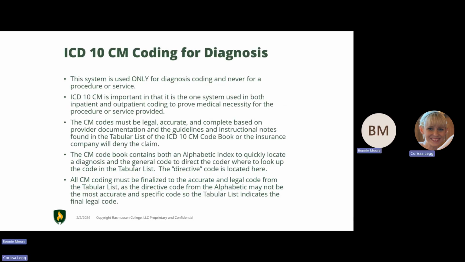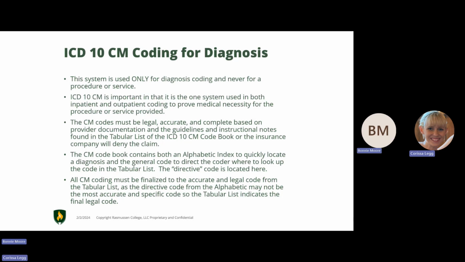So let's take a look at CM coding for diagnosis. Again, only diagnosis codes. And CM is important in that it is the one system used in both inpatient and outpatient. It is the code that proves medical necessity, as we just talked about. And again, if medical necessity is not proven, according to coding guidelines, according to insurance criteria, the billing will be denied.